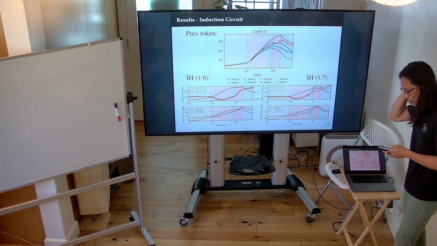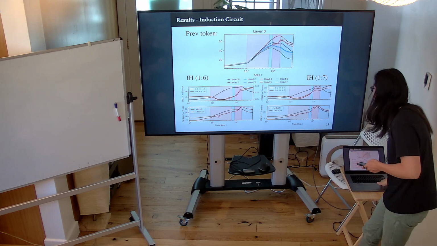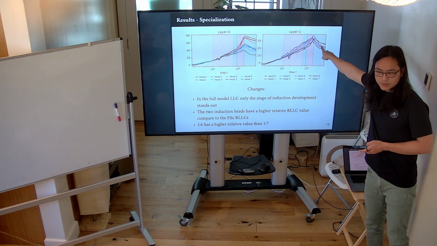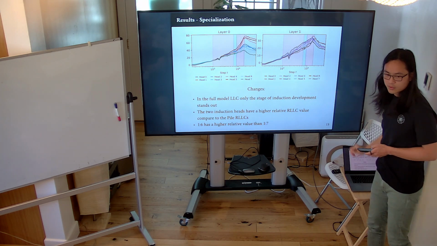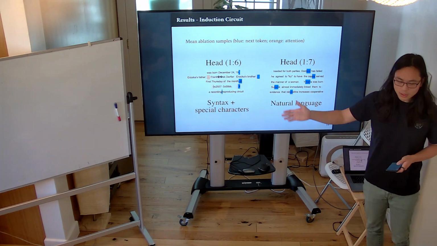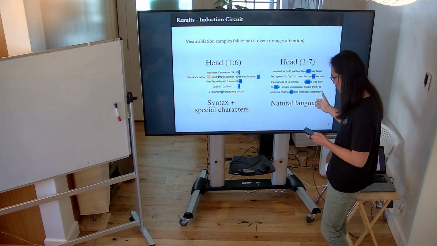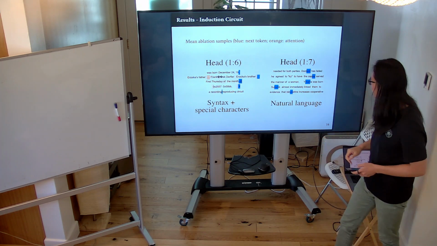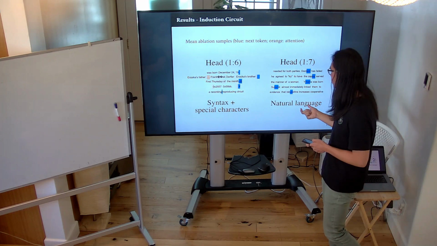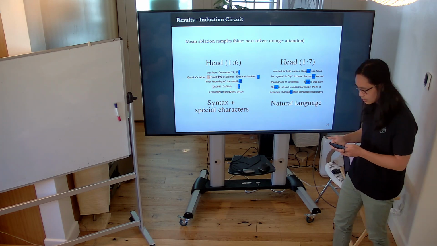Let's see if we can also figure out why one of these attention heads seems to respond more to the GitHub data. Again, recall that we saw that 1.6 ends at a much higher RLLC than 1.7 does. If we look at what they're doing, on this slide we have a few samples of mean ablations. In these examples, the blue token indicates the next token being predicted. Orange indicates attention score. These are truncated examples, so all of the attention is much earlier in the context.